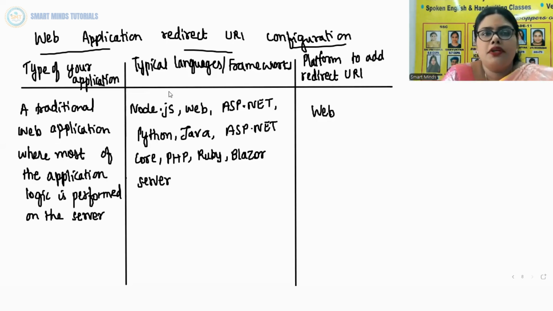So I have given you a table for web application redirect URI configuration. The type of your application is a traditional web application where most of the application logic is performed on the server. Then the typical languages or frameworks used are Node.js, ASP.NET, Python, Java, ASP.NET Core, PHP, Ruby, Blazor Server. And the platform to add the redirect URI in app registration is Web.